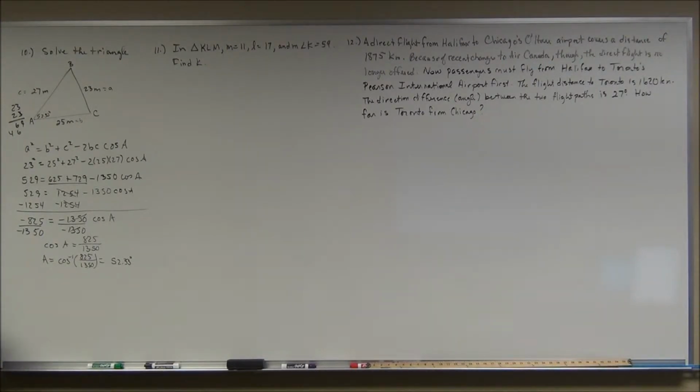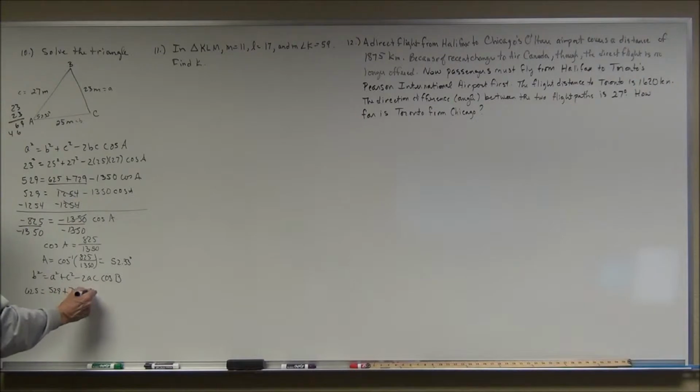Now I have to find B or C in the same manner. I only have to do this one more time, because if I find B, then I can add these two together and subtract from 180 to find C, or if I find C, I can add these two together and subtract from 180 to find B. So I'll find angle B next, so I'm going to use b squared is equal to a squared plus c squared minus 2ac times the cosine of angle B. You go through kind of the same steps. b is 25, so this is 625 equals a, which is 529, plus c, which is 729, minus 2 times 23 times, I'm trying to find B, so 27.